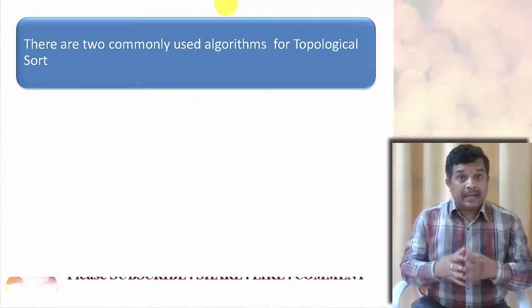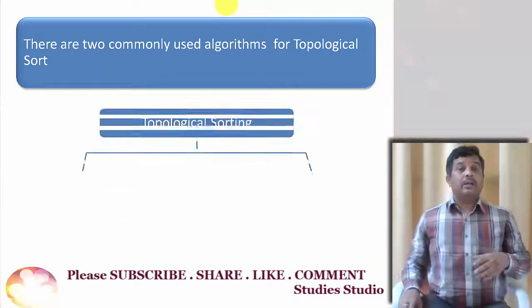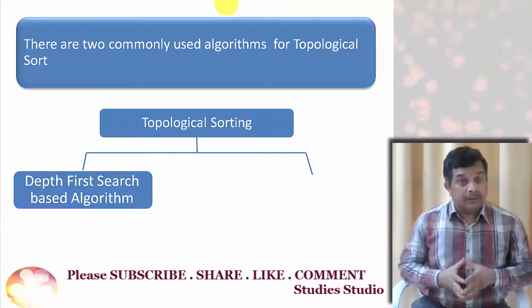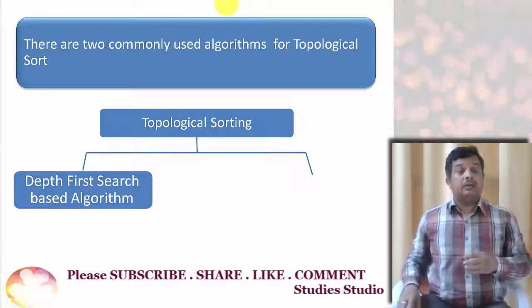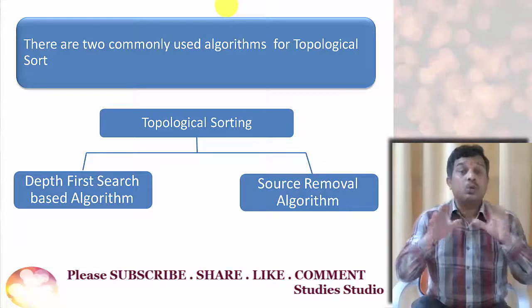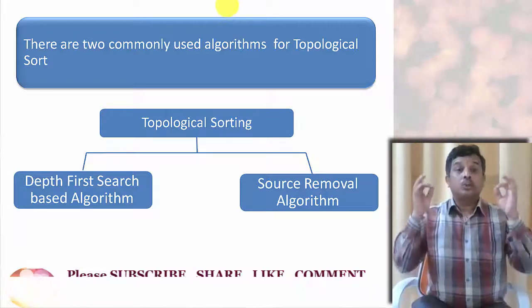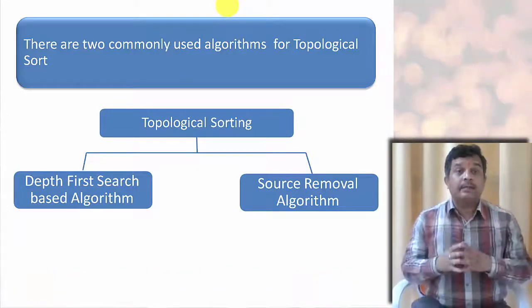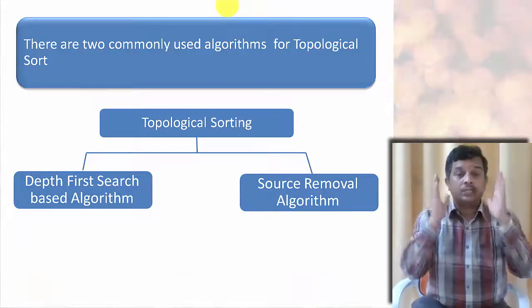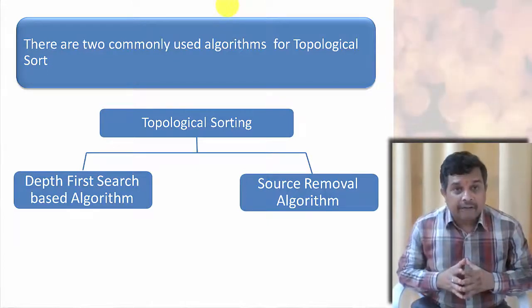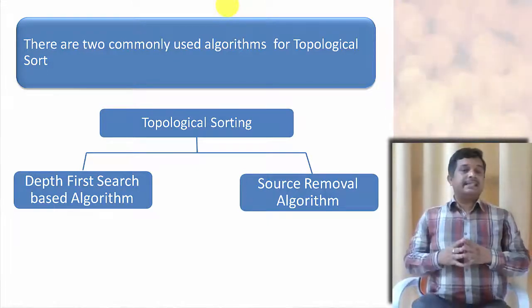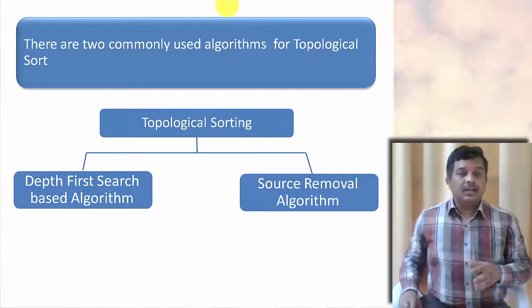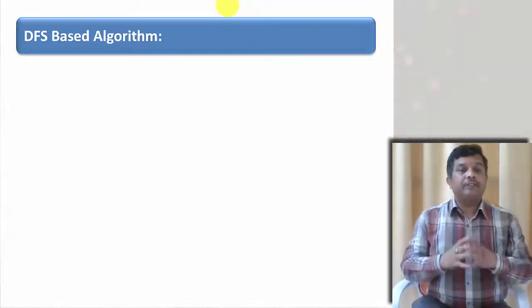There are two common algorithms we use for topological sorting. The first one is by using the depth first search algorithm and the second one is the source removal algorithm. We are going to use these two methods to find the topological sorting of a given graph by taking some examples. So let us start with the depth first search algorithm.